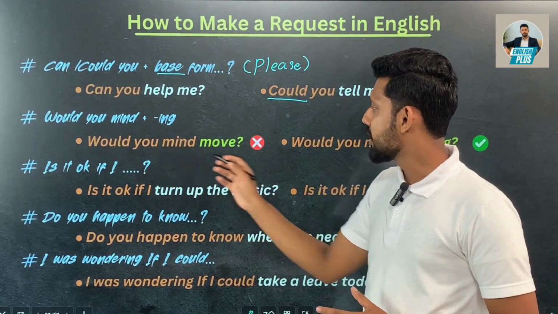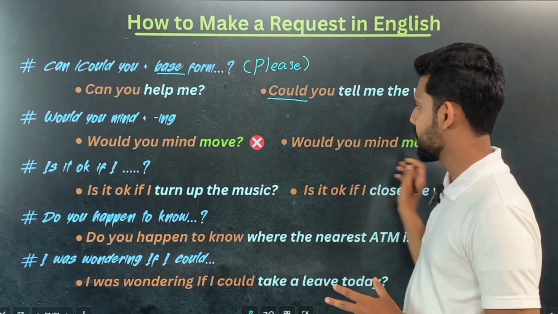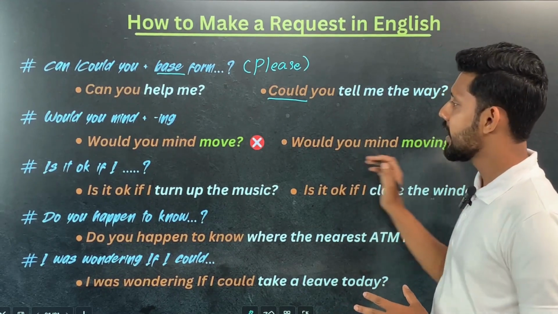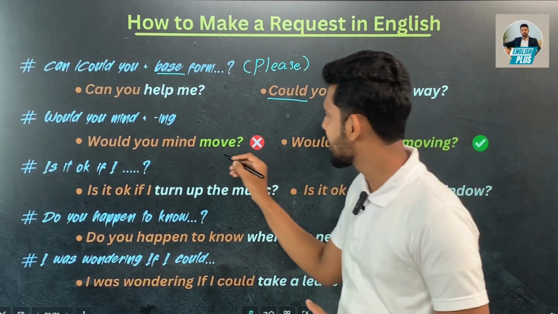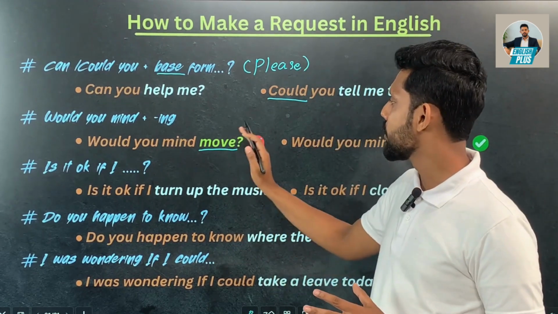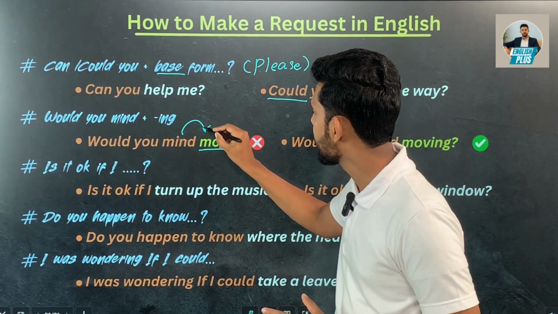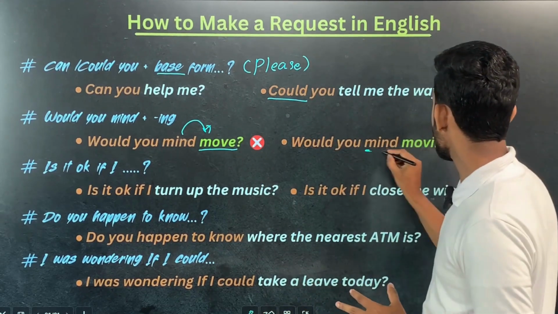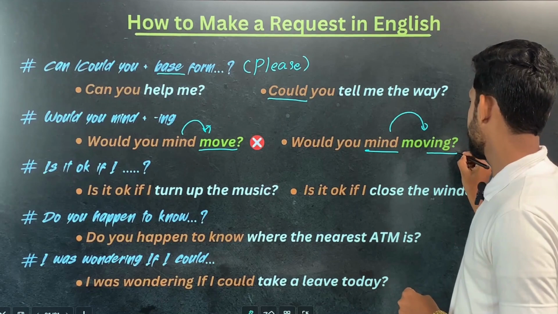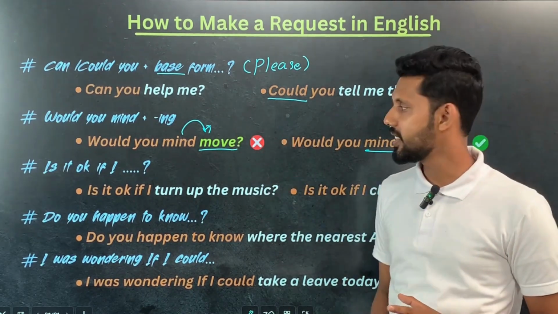So, how do we use it correctly? Let's learn the golden rule here. Have a look at these two examples. Would you mind move? Would you mind moving? Now, this one is incorrect because it says move. We cannot use the base form of the verb like in the previous one after this word mind here. So, you have to use the ing form of the verb. So remember to use the ing verbs with this pattern.